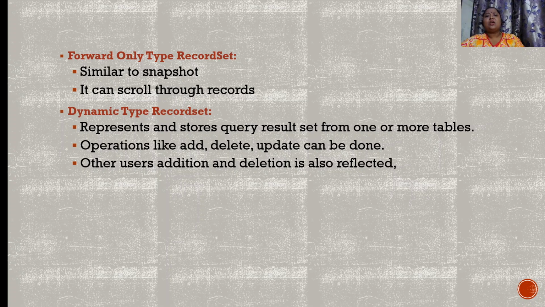It's like a snapshot only. The only difference is you can scroll through the records. You can go through the records. It is not kind of read only. You can scroll through the records and see what it is, right? That can be done in a forward only type record set.